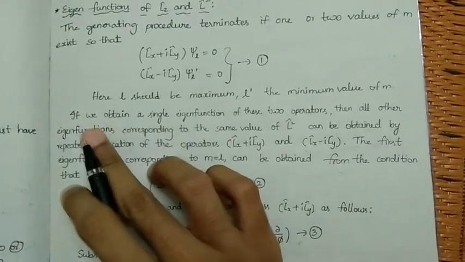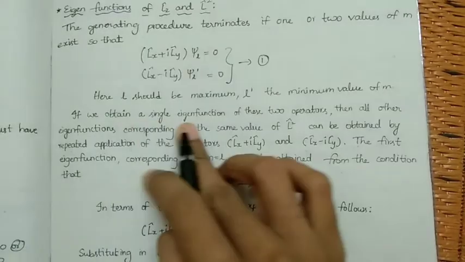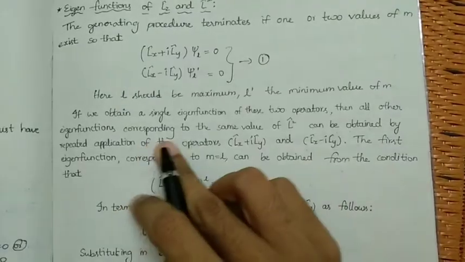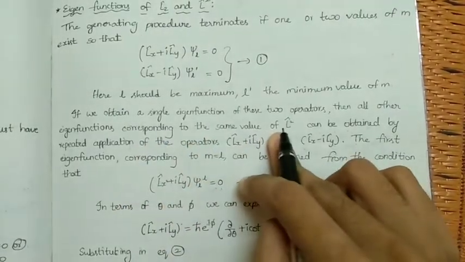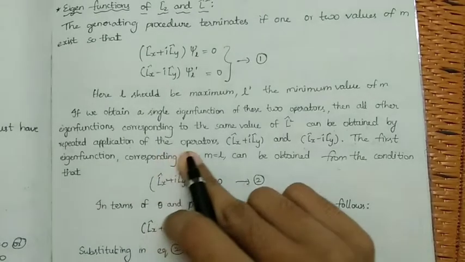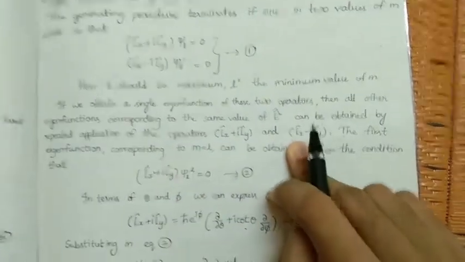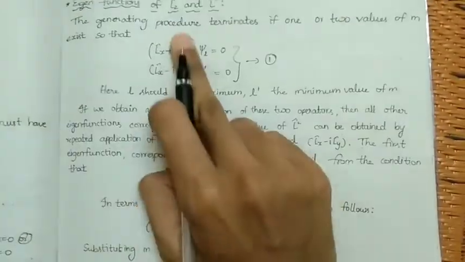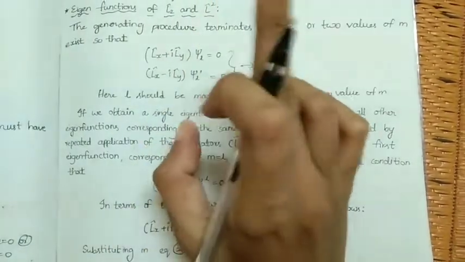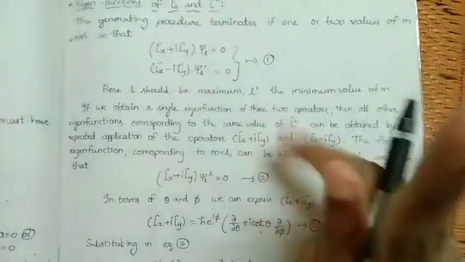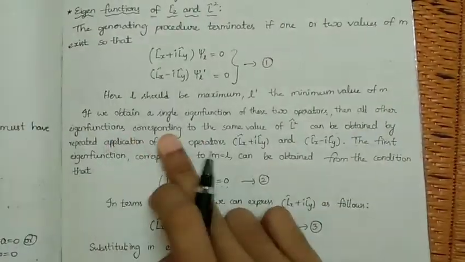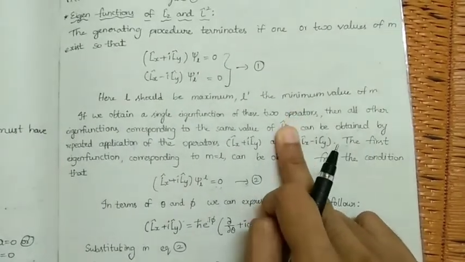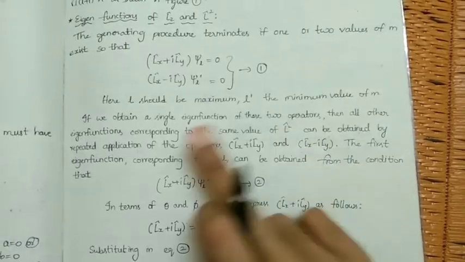Next, if we obtain a single eigenfunction of these two operators, then all other eigenfunctions corresponding to the same value of L square can be obtained by repeated applications of the operators Lx plus iLy and Lx minus iLy. So if we obtain one single wave function, then all other eigenfunctions corresponding to the same value of L square follow. As discussed, for a given value of L we have many different values of m, so that's why it is mentioned here.